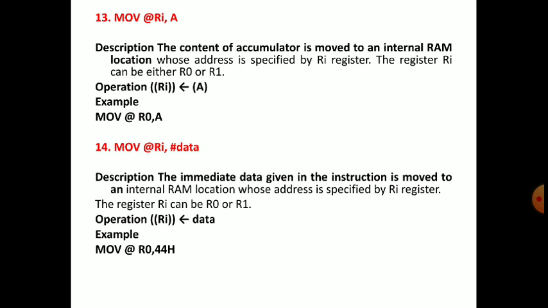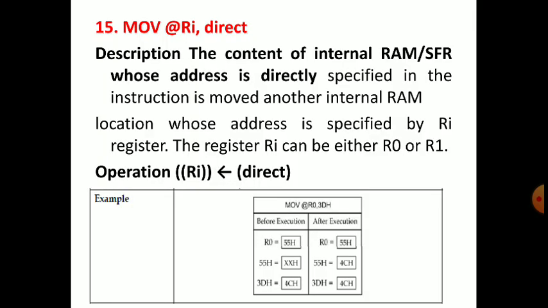So the operation has double parentheses on the destination side, and the data we can simply write directly on the source side. The example is MOV @R0, #44H. And the 15th instruction is MOV @Ri, direct.